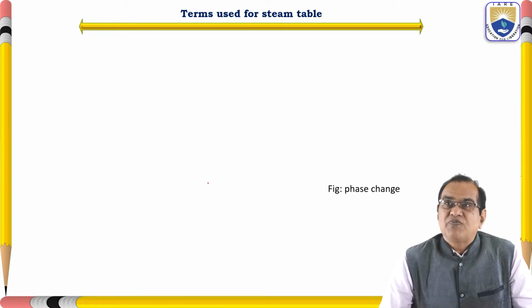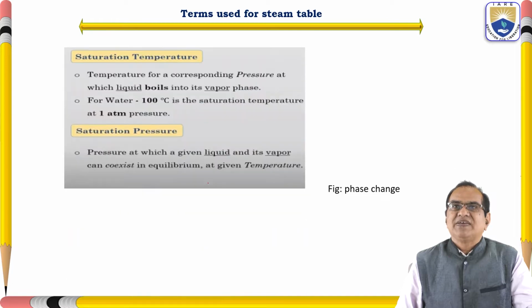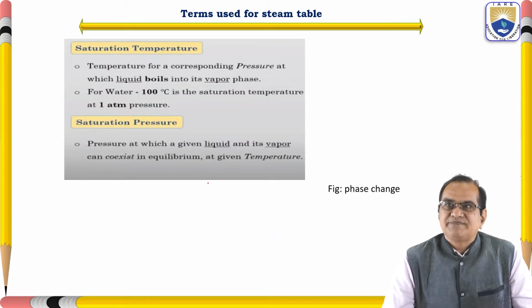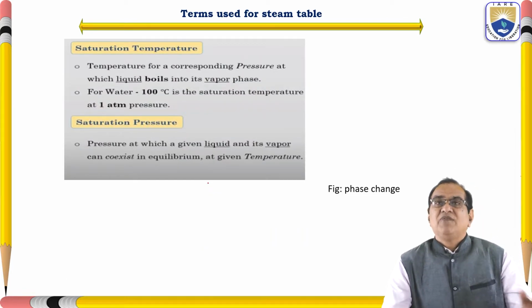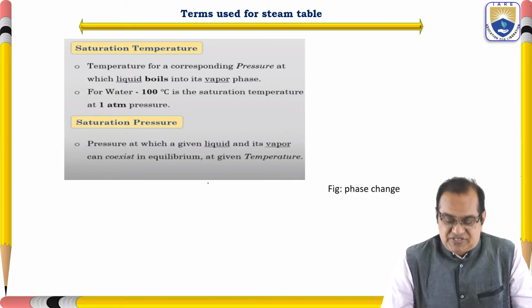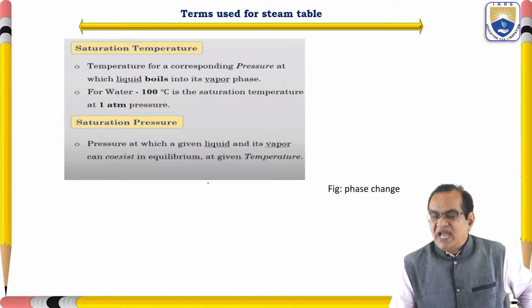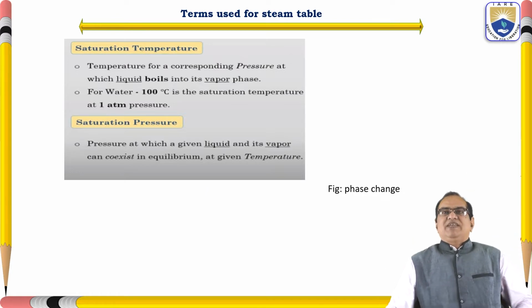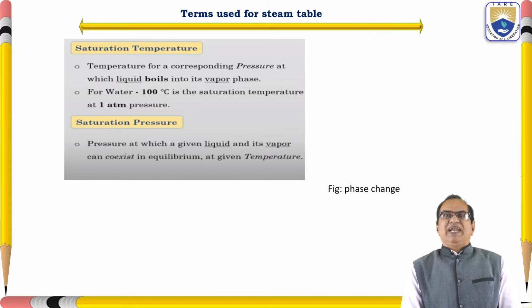Next, terms used for steam table. We can see here that we use the saturation temperature. So what is the saturation temperature and what is the saturation pressure? The saturation temperature is the temperature, for a corresponding pressure, at which liquid boils into its vapor phase. That is called the saturation temperature.